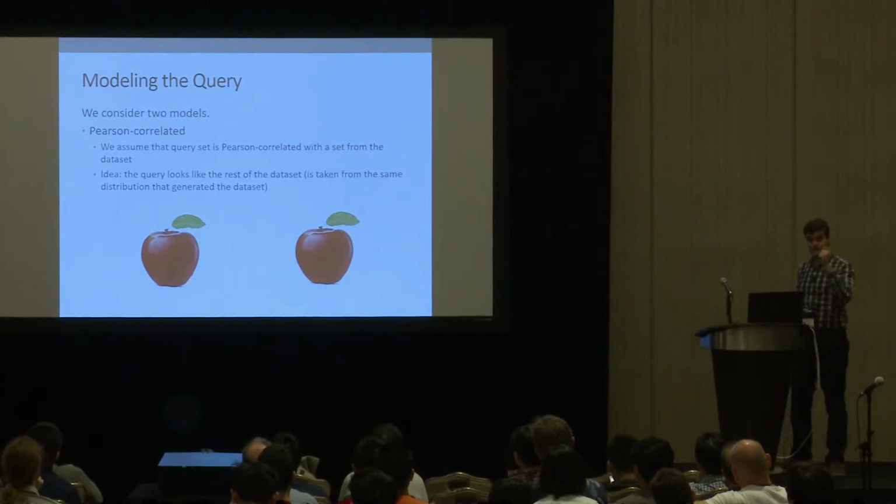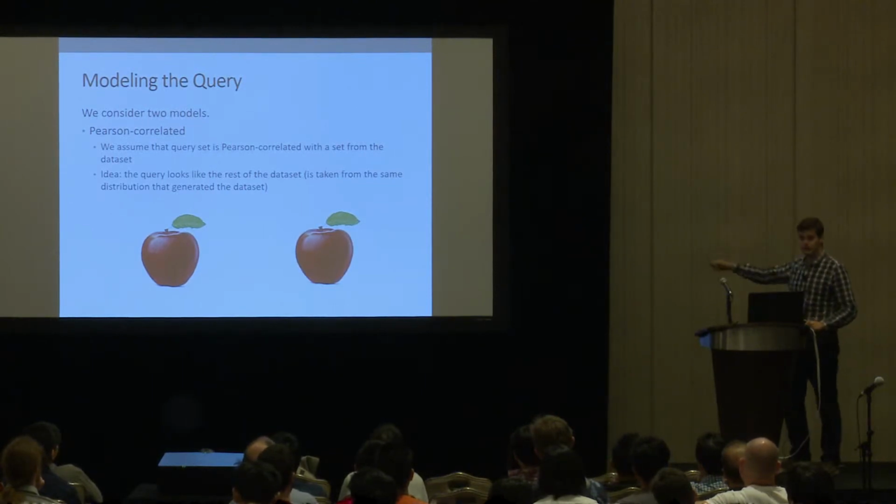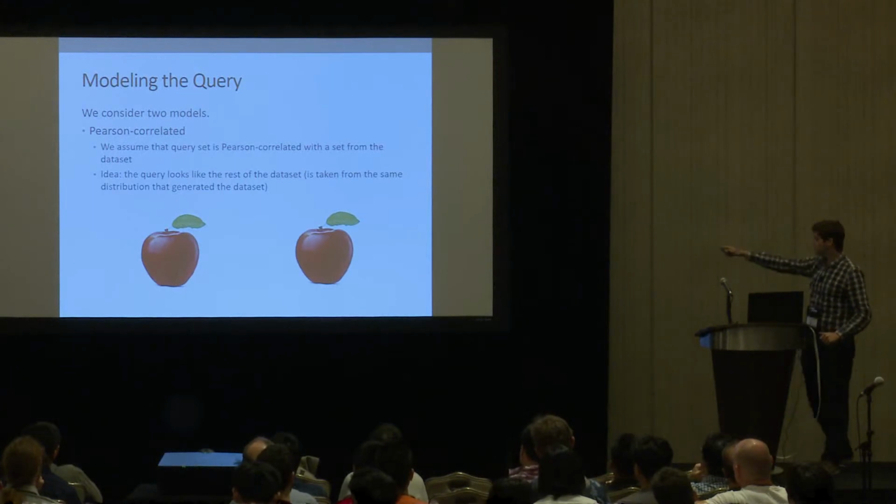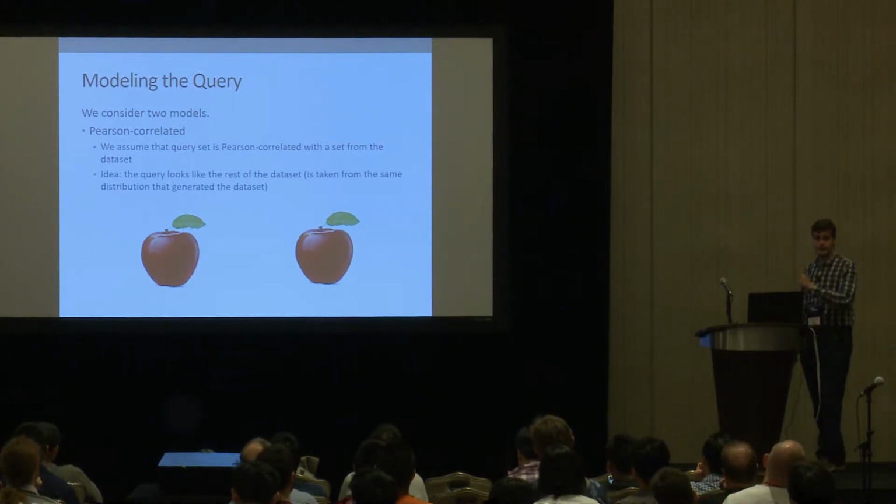The probability of an item being in the query is the same probability it would be if it was one of these random data set items. So this is for when you're comparing apples to apples. You have a data set of books. You're going to be querying using books that are from that same distribution.